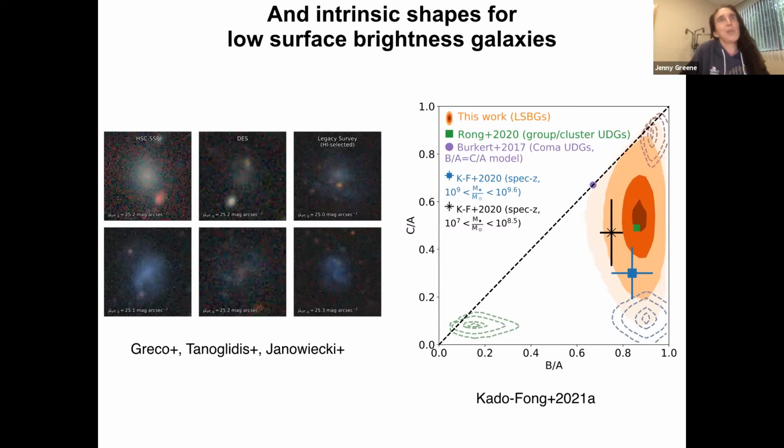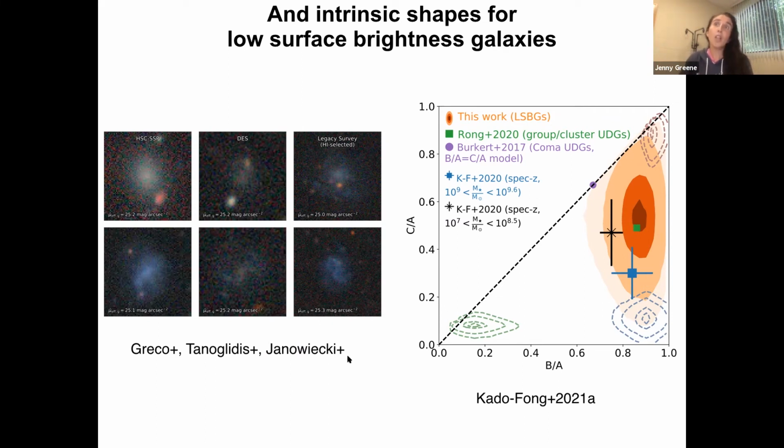And finally, a sort of fun side project was to ask about the intrinsic shapes of these low surface brightness galaxies that are also being found in large numbers thanks to recent deep imaging surveys, including Johnny Greco using HSC, but also Tanoglidis with DES, and also a Luke Leisman sample that was selected with HI.